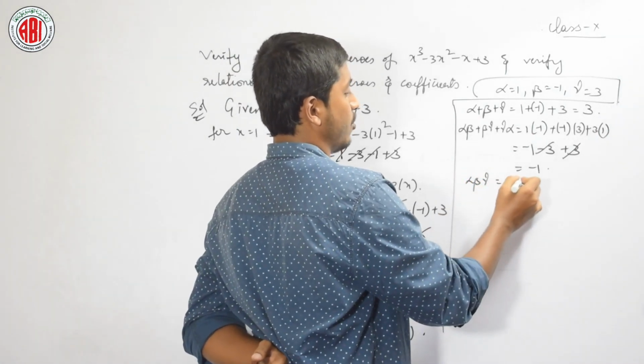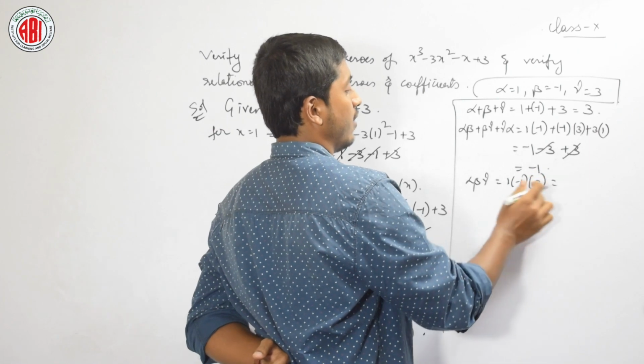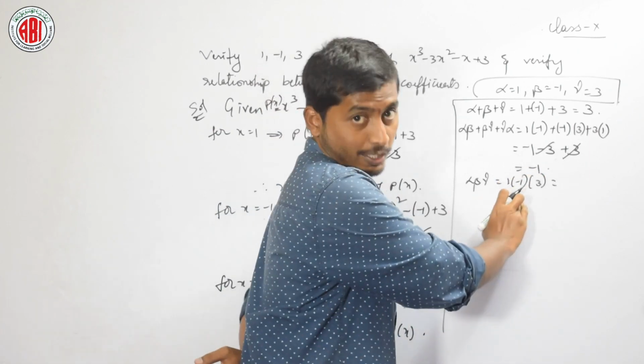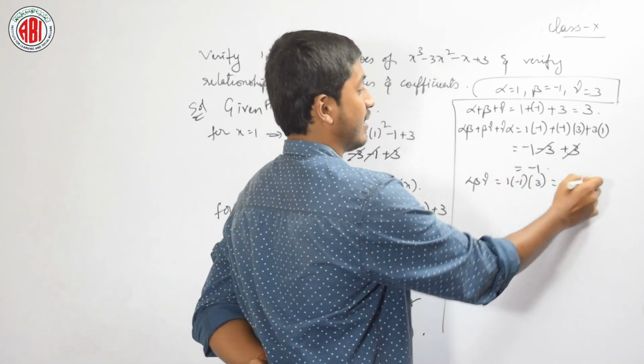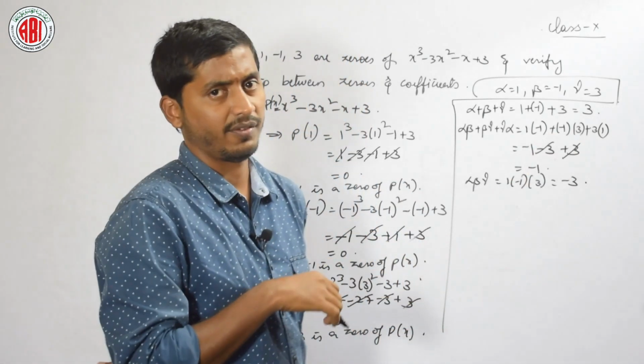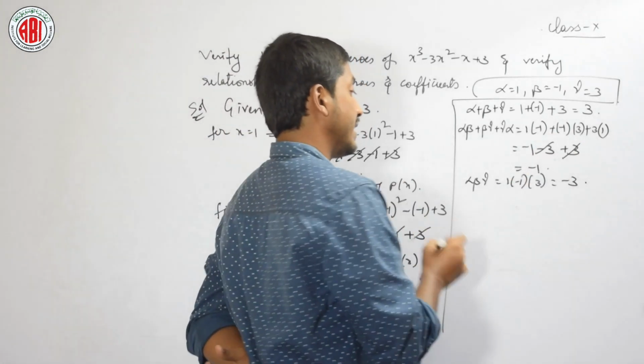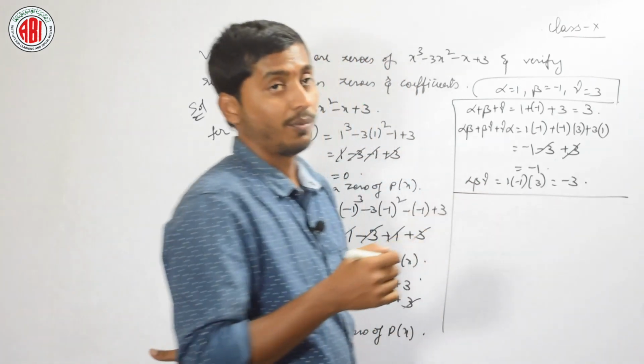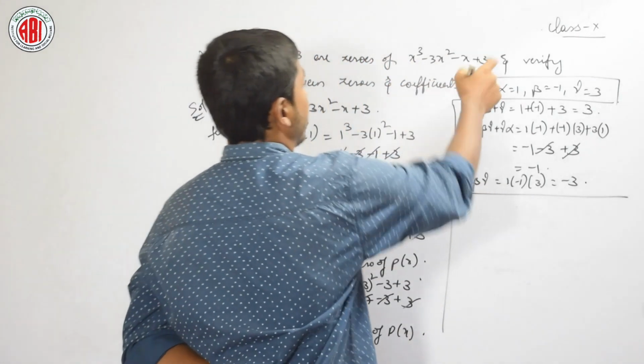Now let us find alpha beta gamma. That is 1 into minus 1 into 3, which is 1 into minus 1 is minus 1, minus 1 into 3 is minus 3. Is it clear? These are the 3 different values. Now we have to check with the formula. Now we have to write this, right.